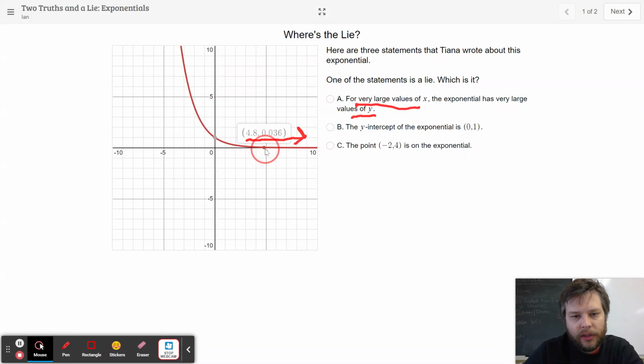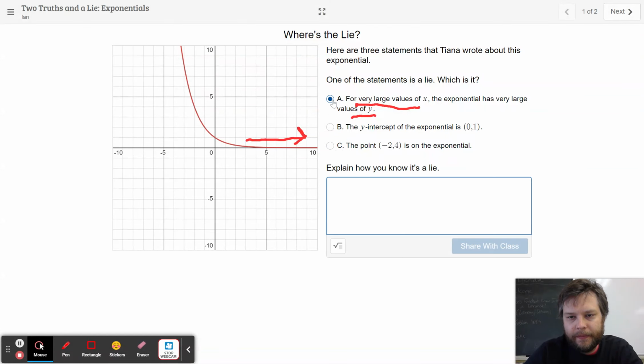Those y values are getting closer and closer to zero. They'll never actually reach zero, but they're getting closer and closer to zero. I would not use the word large to describe those y values. So statement A is a lie. And I would explain it because as x gets bigger, y gets smaller.